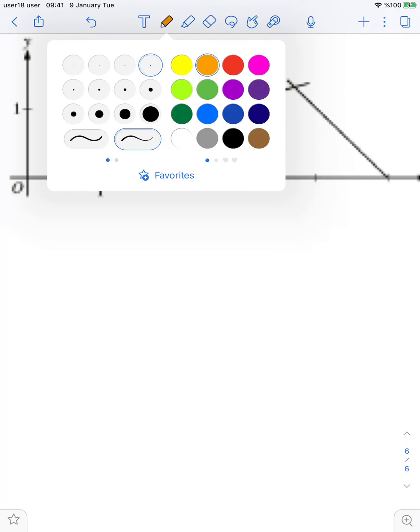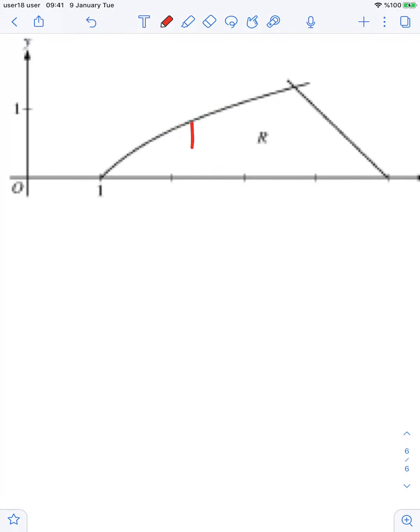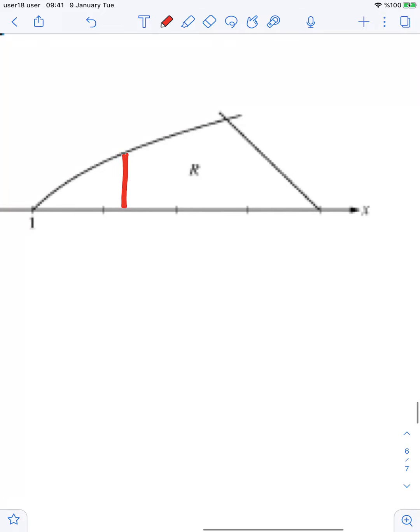If we think about drawing our rectangles, notice that our rectangles to begin with are only bounded by y equals log x. I'm assuming that everybody knows that this must be y equals log x, and I'm going to call that y1. So let's put that in red here. I'm going to change the color of my rectangle, so it looks like this.